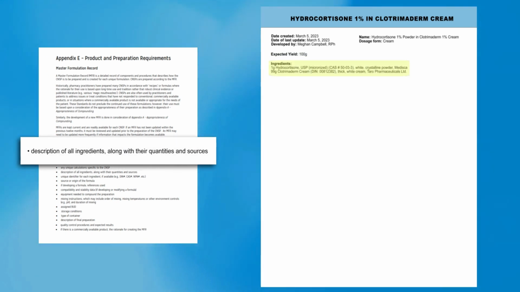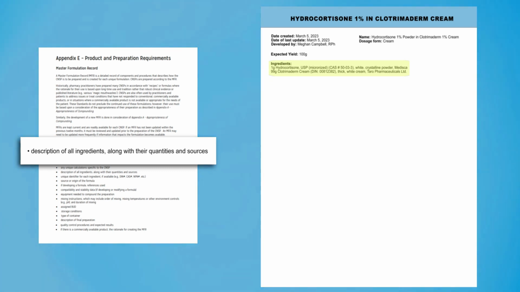When listing ingredients, you must include quantities based off the expected yield. So in this case, we are using 100 grams as our expected yield, so 1 gram of hydrocortisone and 99 grams of clotrimazole cream would be required to make the 1% concentration. This section must also include a description of each ingredient, the source of the ingredients, and unique identifiers when available.